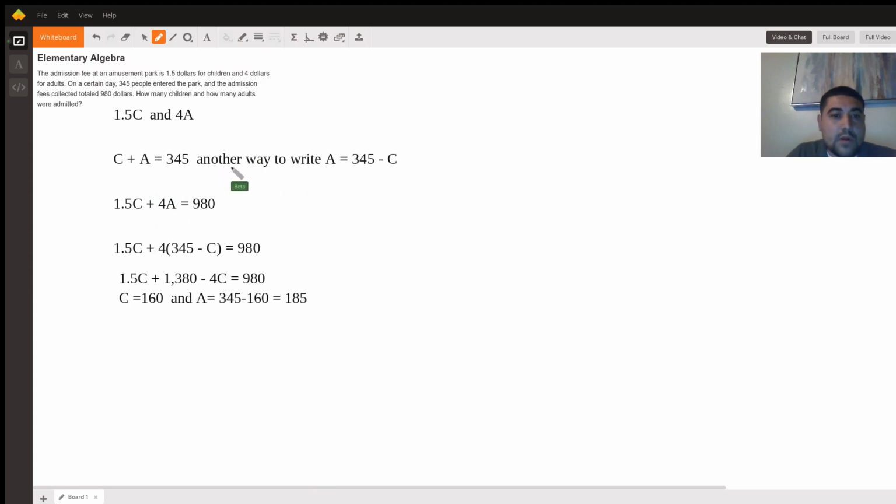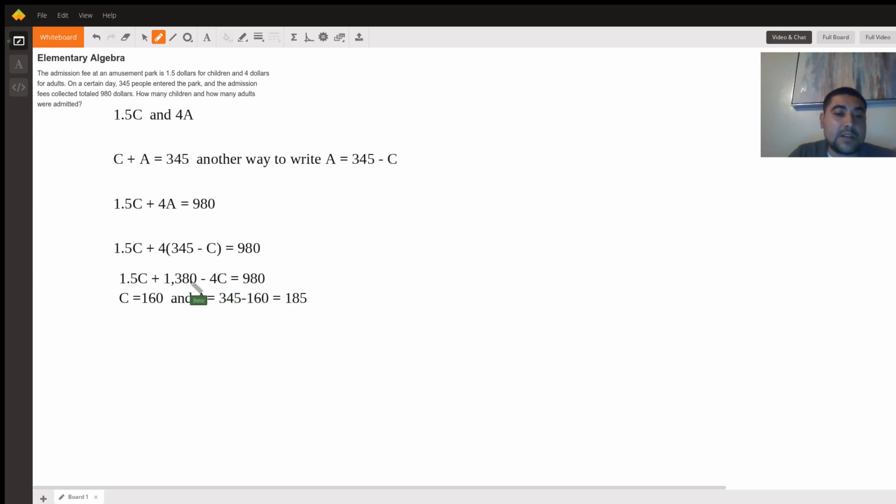So I wrote here another way to write the C plus A equals 345 is A equals 345 minus C. I just subtracted the C over. Now that we have our two equations, we substitute in A, as you see here, which gives us the 345 minus C. The next step, you're going to distribute that 4 through. So 4 times 345 is 1,380, and 4 times minus C is negative 4C.